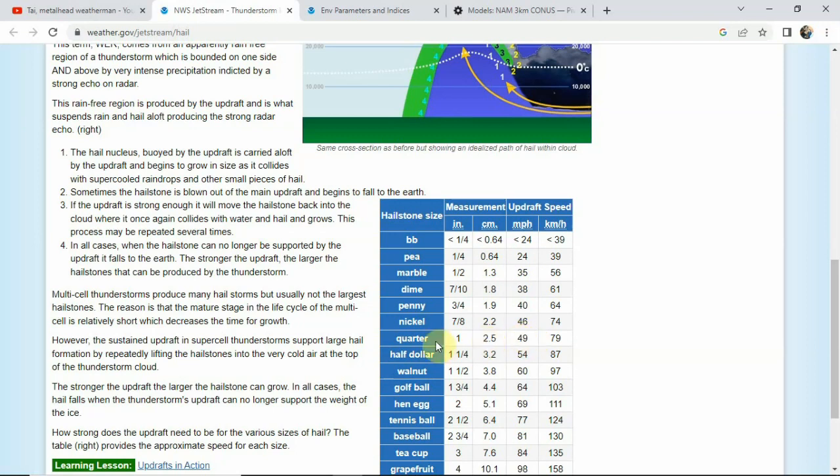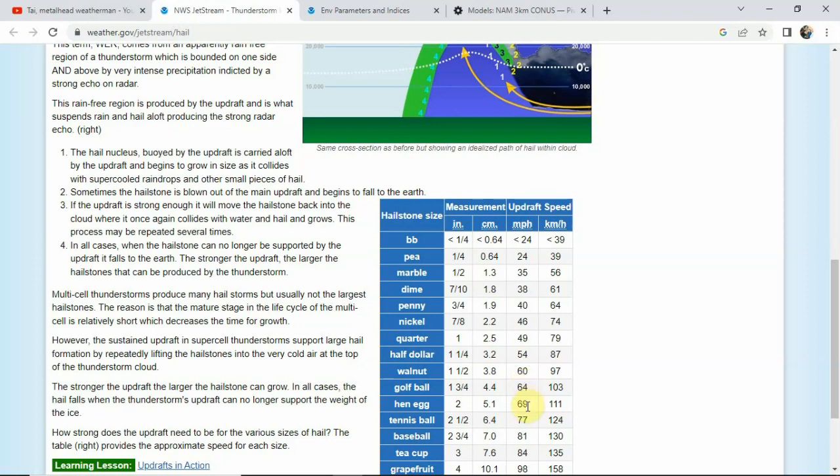You definitely wouldn't want an aircraft flying through this. So to get a quarter size hailstone, you need about a 49 mile per hour updraft. And then things pick up from there. You go to half dollar, you get up to about 54. Then this used to be the old standard for severe thunderstorms, which was golf ball size hail, 1.75 inch hail. You need a 60 mile per hour updraft for that.